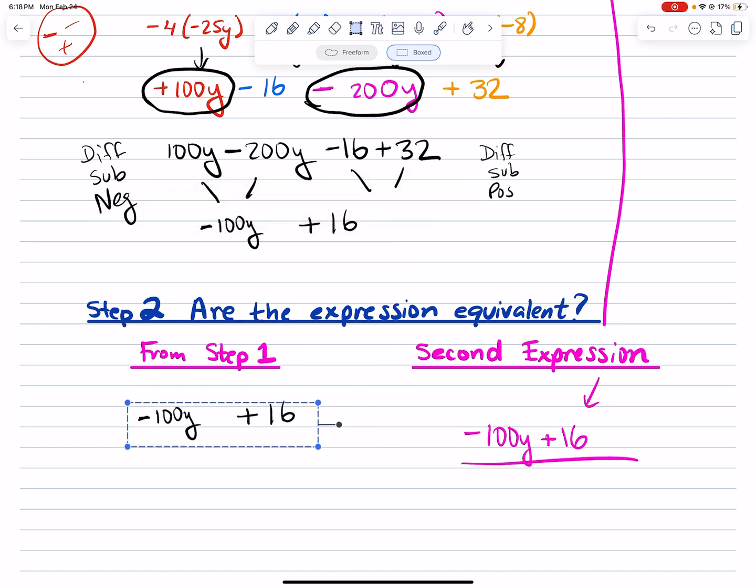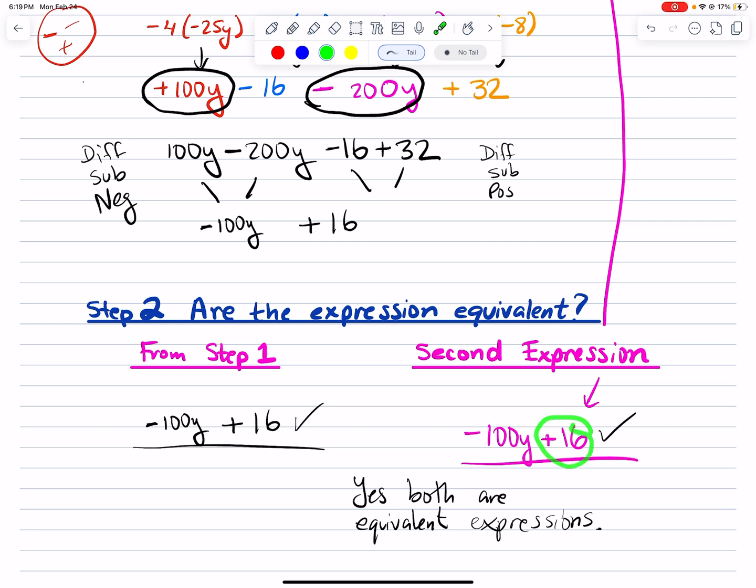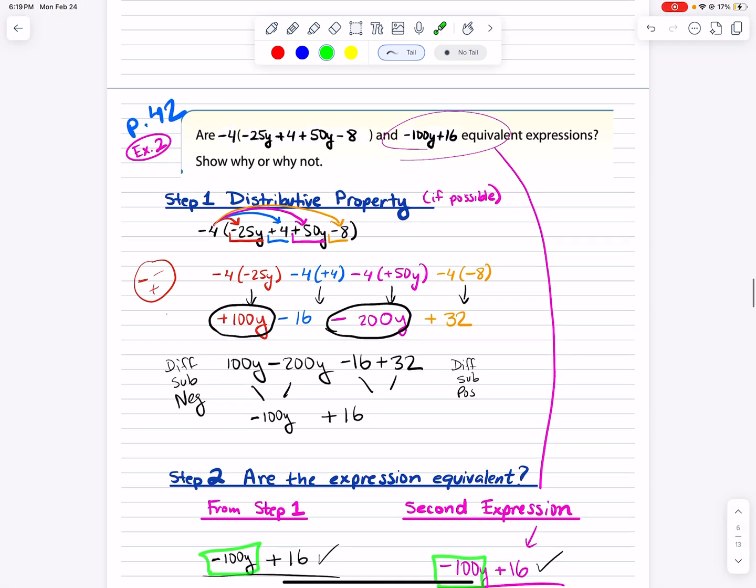Ooh, this is good work we just did. All right. Are these both equivalent expressions? Absolutely. Yes. Both are equivalent expressions. Both have a positive 16 or a plus 16, and they both have a negative 100y. So it both works out.